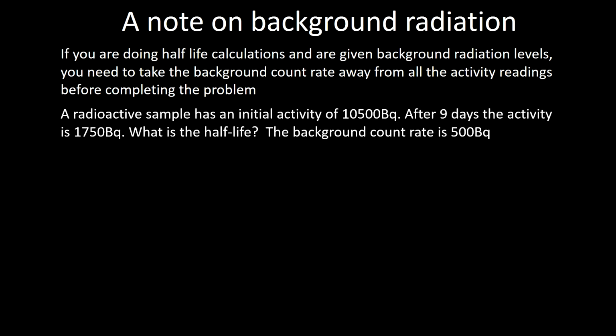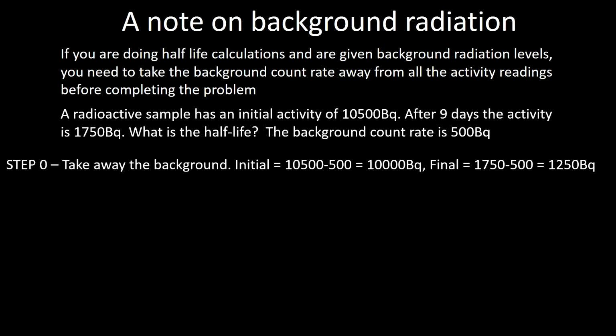Okay, so same question as before, but I've tweaked the numbers slightly and told you a background count. So radioactive sample this time, initial activity of 10,500, after 9 days it's 1,750, but the background count rate is 500. So we just do the same as we did before, but before we do anything else, we just subtract the background count off of the numbers we've been given.